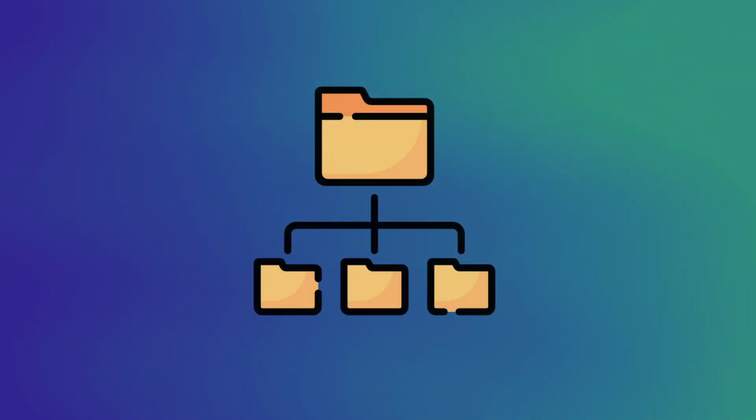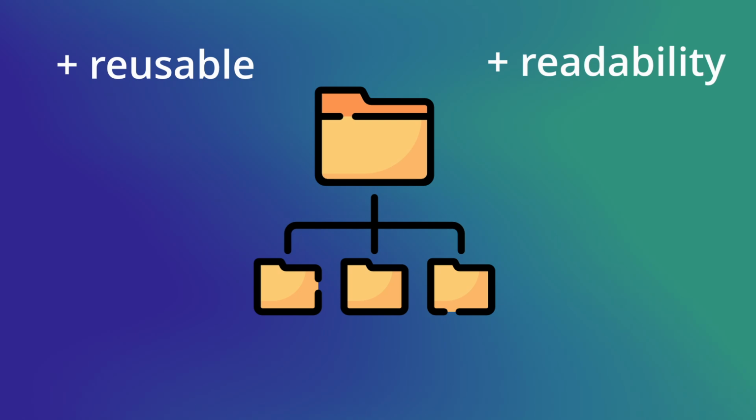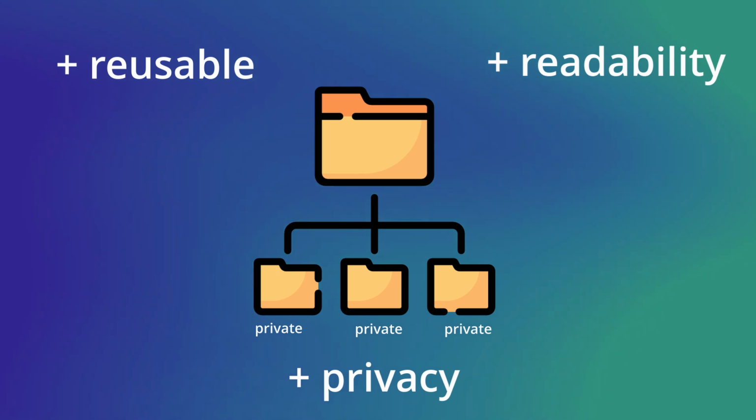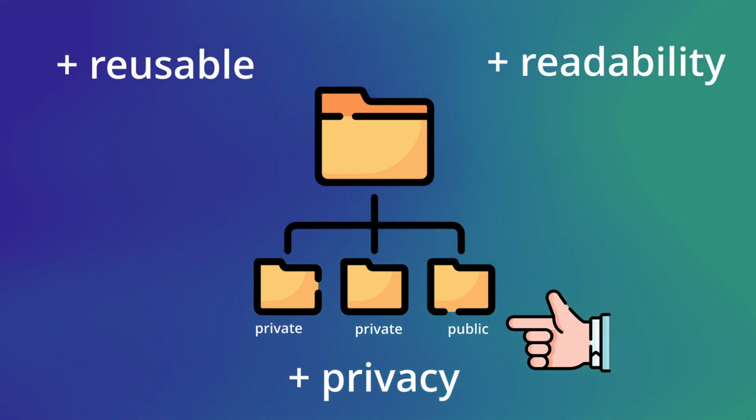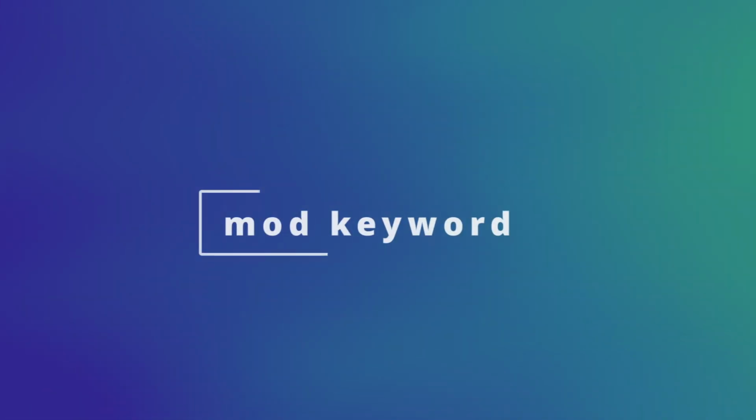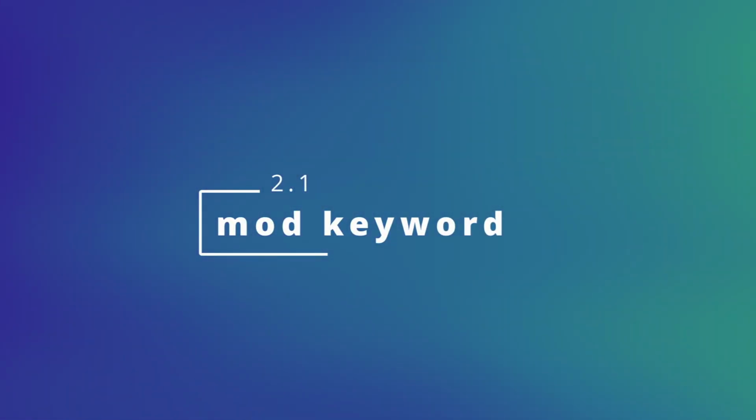By dividing our code into modules, we can make it more readable and more reusable. Modules also allow us to control privacy, as everything within a module is private by default, and we can allow what we want to share with other crates by making them public. Now let's jump to the code and see the different ways of creating modules.